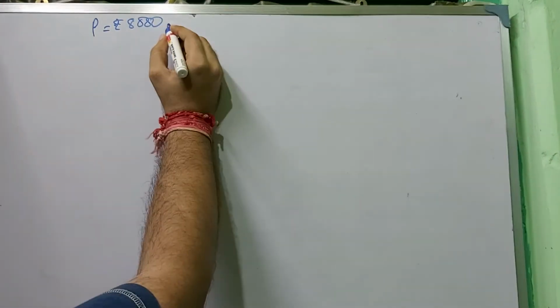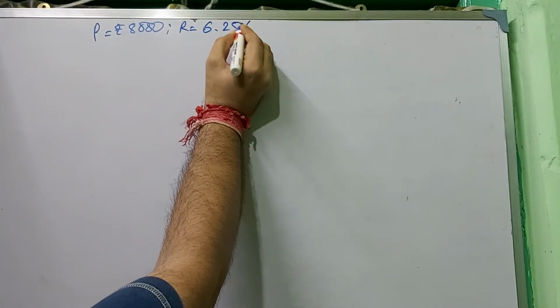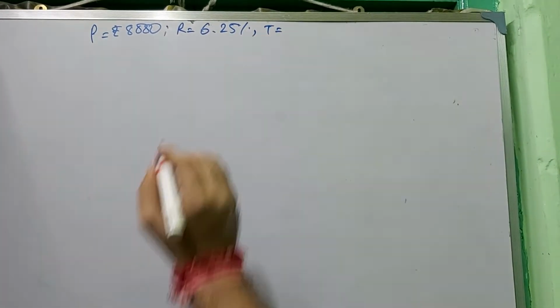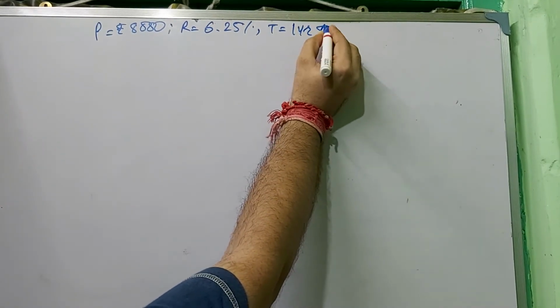First question, compound interest for 2 years. So principal is rupees 8,000. Okay, principal is 8,000. So rate is 6.25%. Time has been given as 2 years, which means 1 year annually.